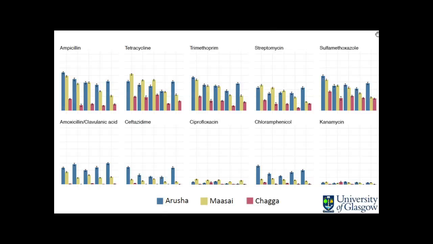We actually see high levels of resistance to 5 of the 10 antibiotics that we looked at. And shown across the top here, we see that they have a similar pattern in the way they're distributed among hosts. The 5 on the bottom are much rarer, particularly in the Maasai and Chaga.